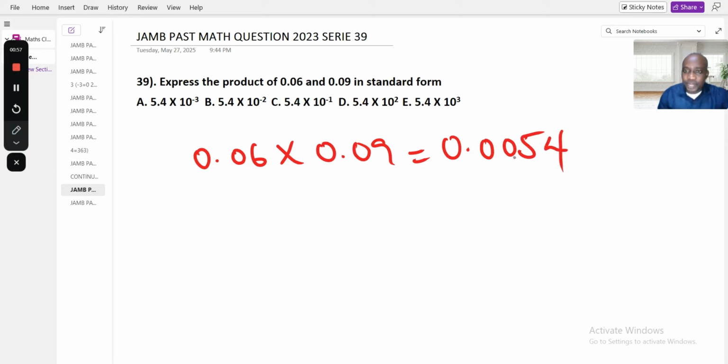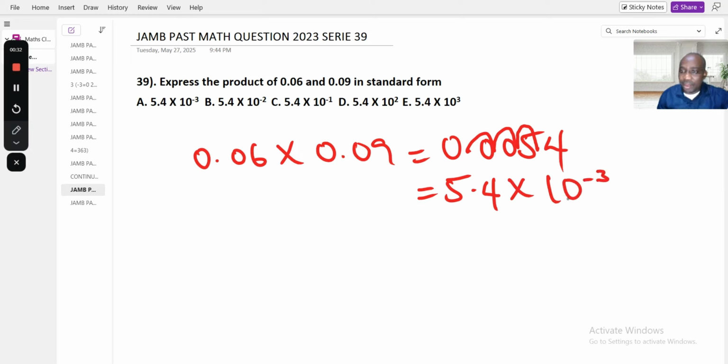0.0054. Now, if you want to change this one to a standard form, we are going to move the point to this 5. 1, 2, 3. You put your point here. Therefore, we move it to the right. You now write your final answer as 5.4 multiplied by 10 to the power of minus 3.